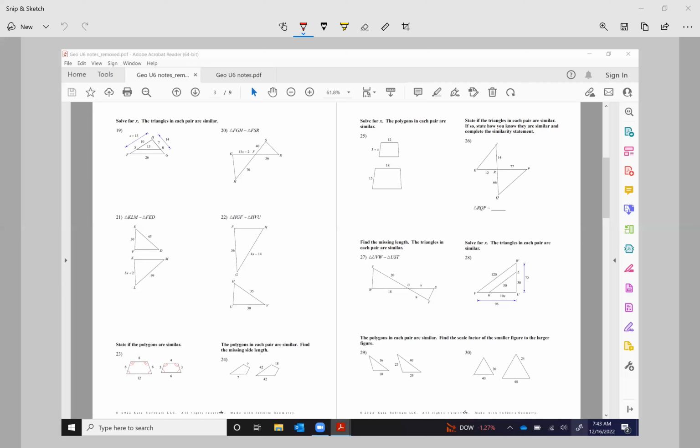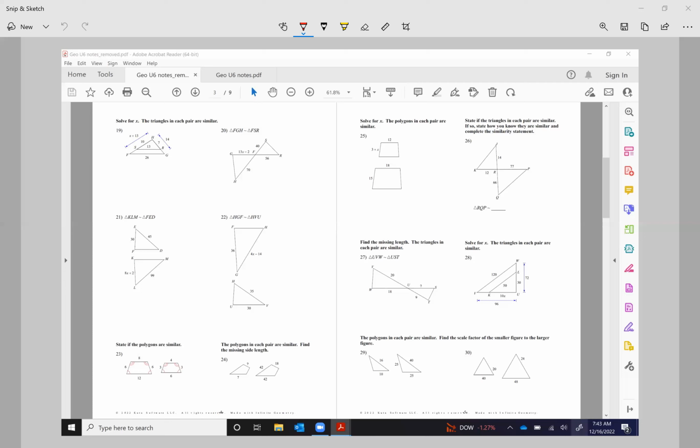So here, I'm looking at questions 11 through 14. It says, state if the triangles in each pair are similar. If so, state how you know they are similar and complete the similarity statement. So I see my triangles given. I see that I have sides and I have angles. I have 39 degrees here and I have 39 degrees here. So those angles are equal. Now I see I have some measurement about sides. So on the top triangle, I see the numbers 18 and 28.